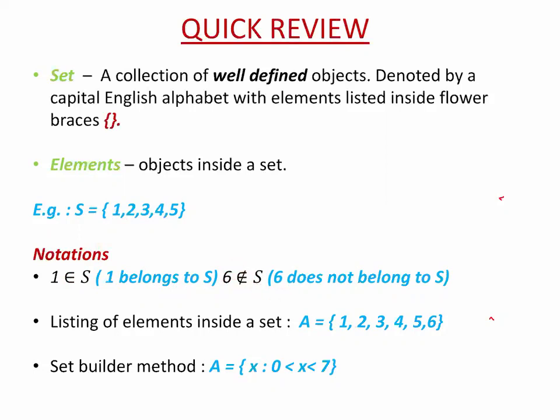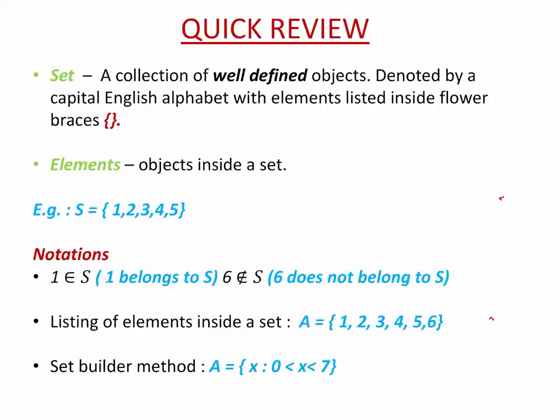So there are two ways of writing sets. One is you list all the elements inside a set. For example, if I would like to list all the elements from 1 to 6, or all the elements which are greater than 0 and less than 7, I list all the elements. So for example, A equal to {1, 2, 3, 4, 5, 6}. So this is one way of writing a set.